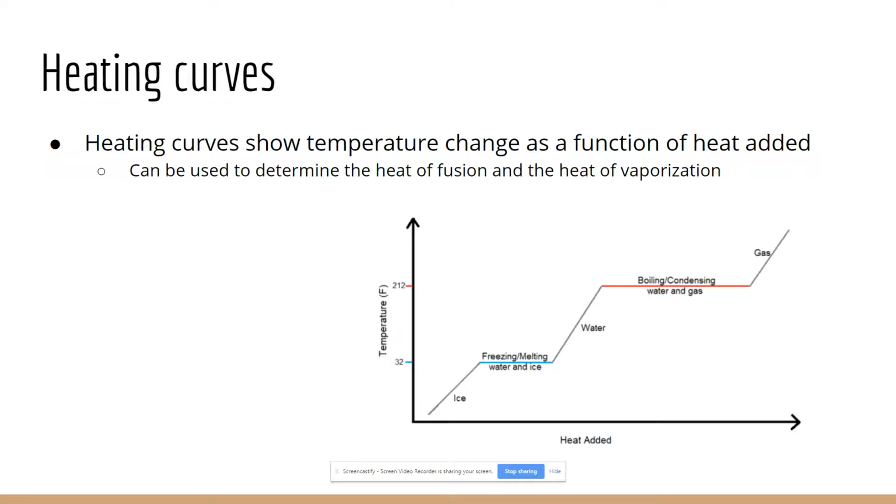Another thing I want to point out is that their slopes are different from one another. That is because the specific heat capacity of the solid, liquid, and gas phases of something can be very different from one another.